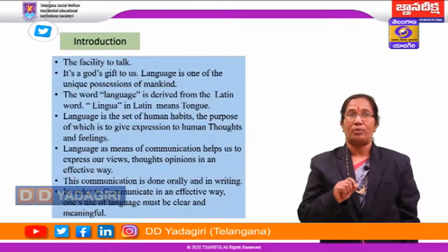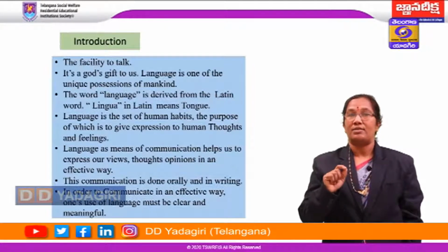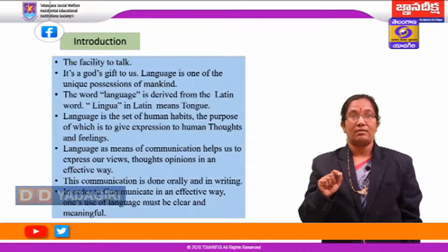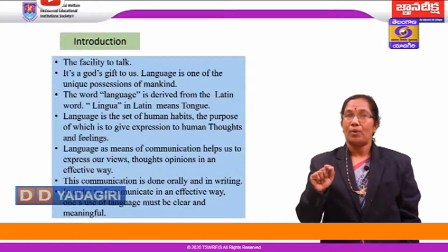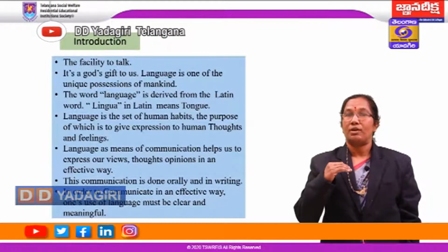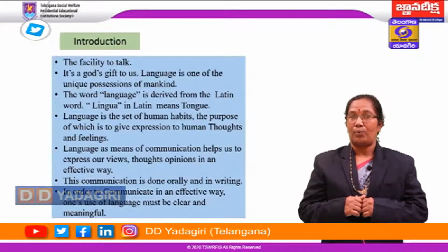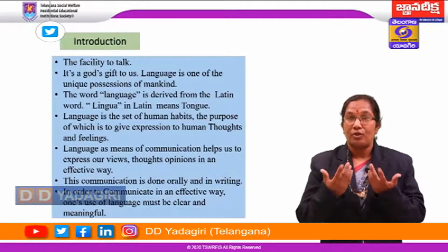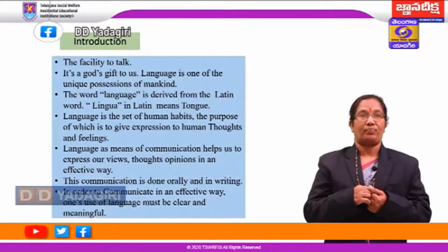Let's know a little more about language. The word language is derived from the Latin word lingua. In Latin, lingua means tongue. Language is the set of human habits, the purpose of which is to give expression to human thoughts and feelings. Language, as a means of communication, helps us to express our views, thoughts, and opinions in an effective way.